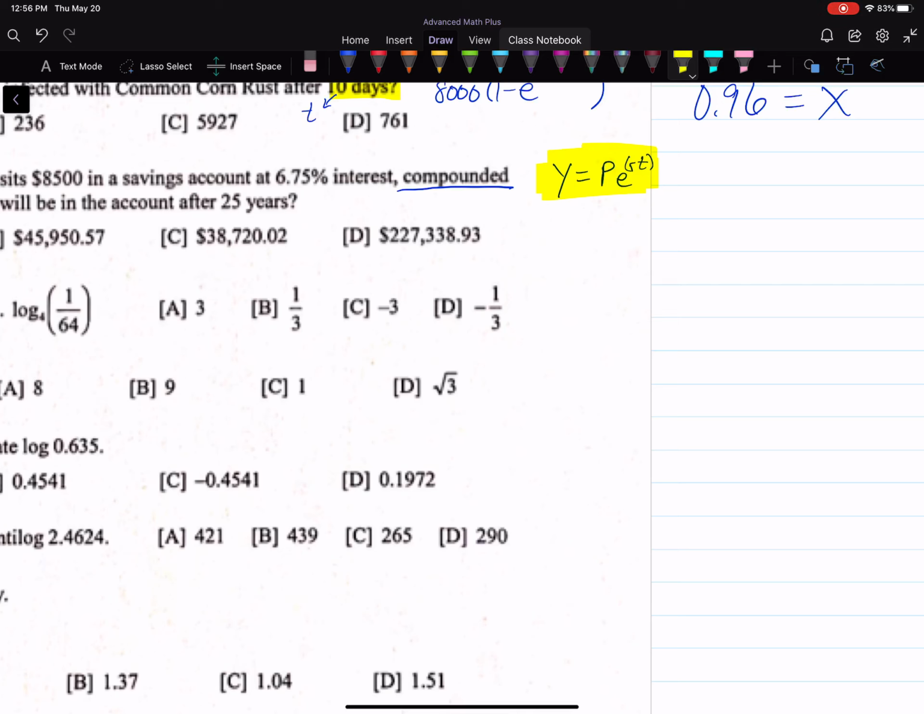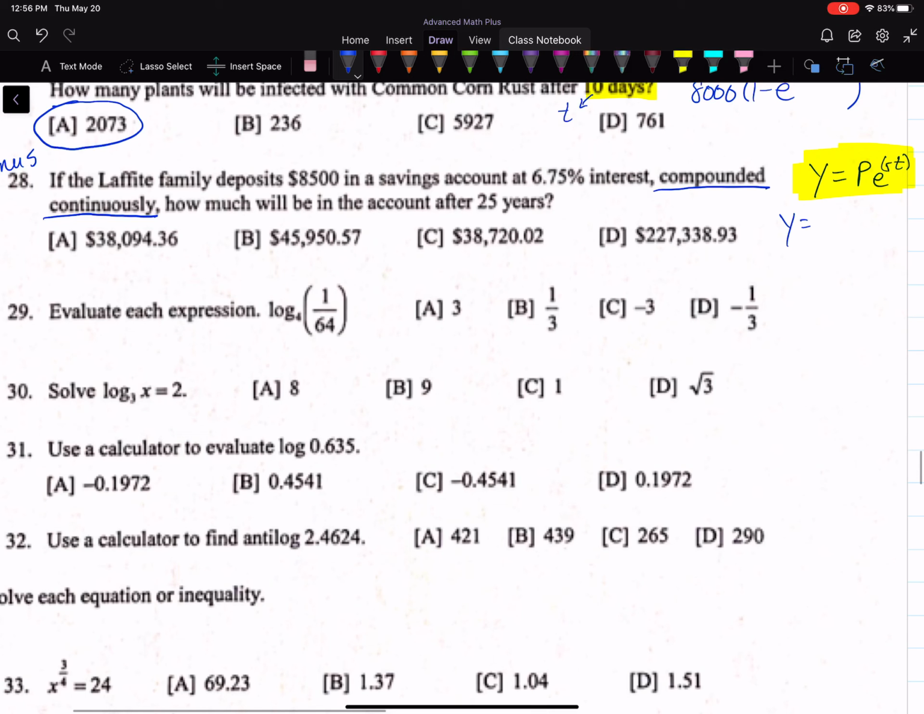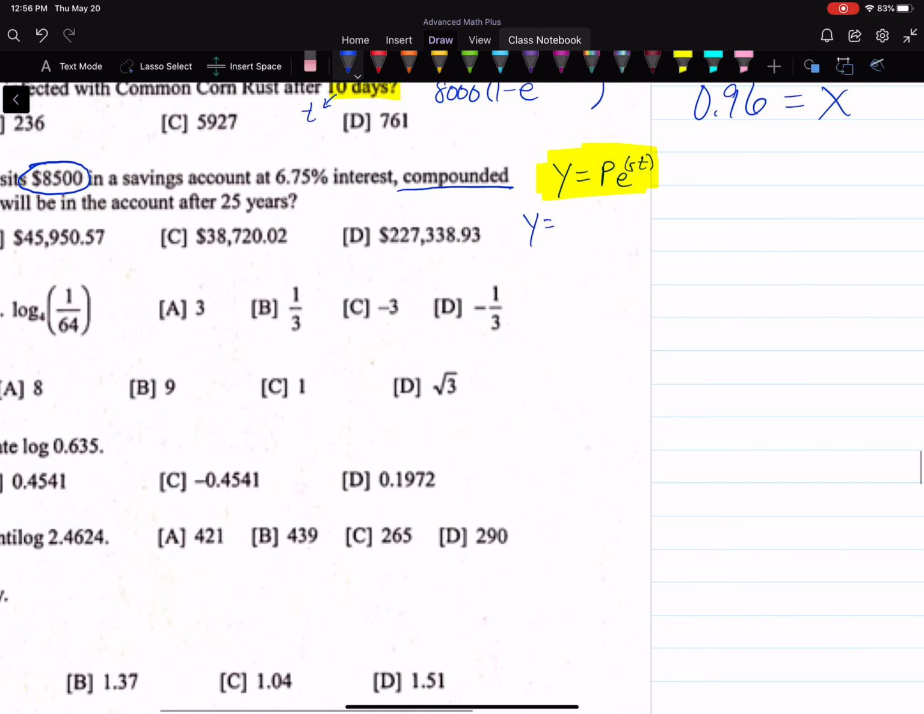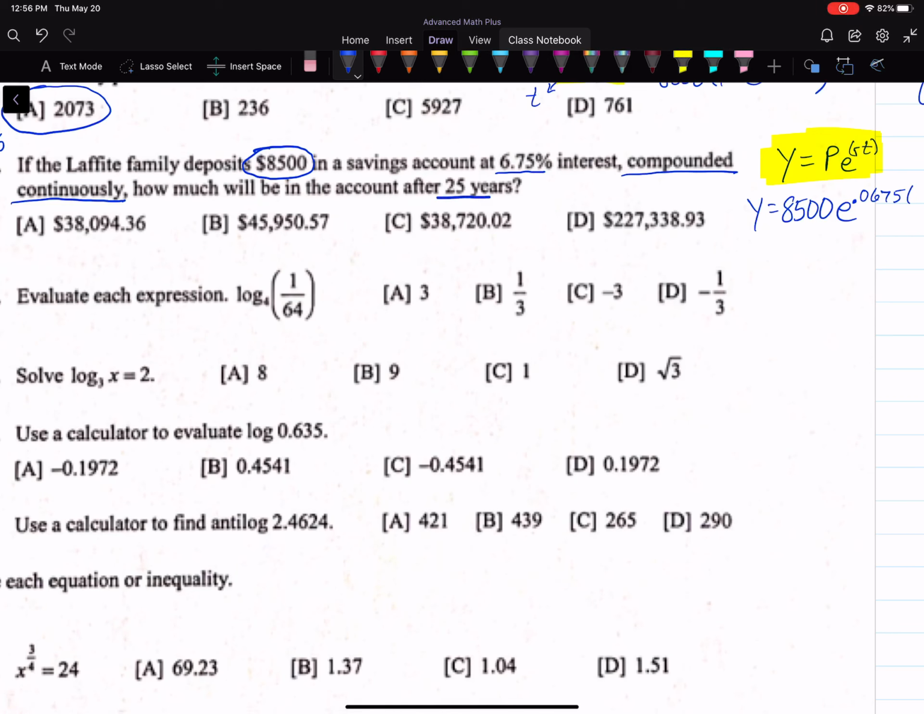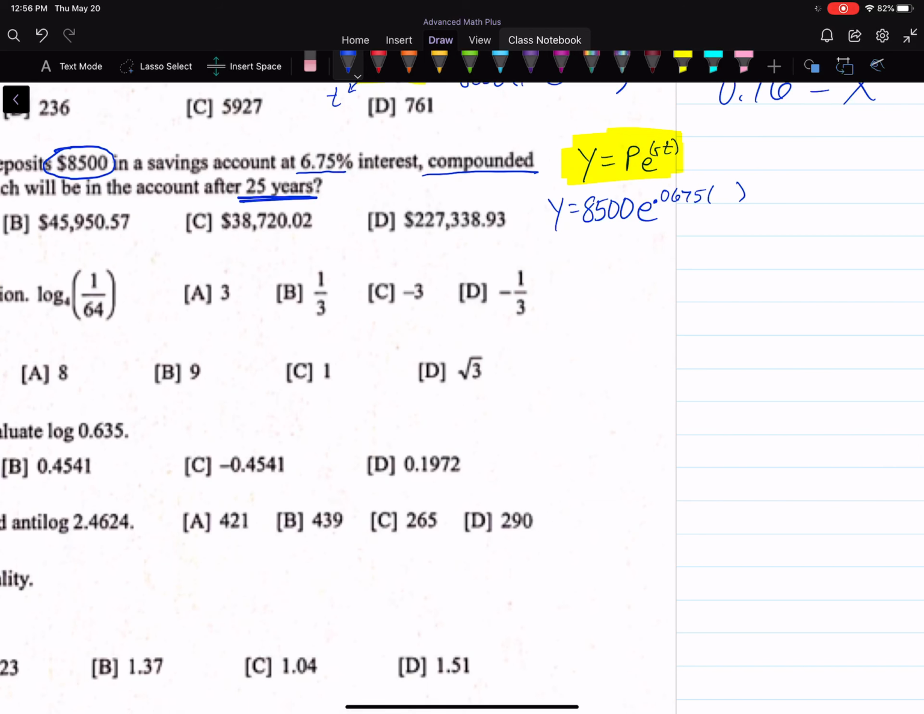exam day. Okay. So all you're going to do is say Y equals, my P stands for principal. That's how much money you start out with. Okay. So that'd be 8,500 times E. R again is your rate. So my interest rate is 6.75, but don't put 6.75. You have to move the decimal over twice. Okay. So that would actually be 0.0675 times, what was the time? How much time? 25 years. So times 25 years.